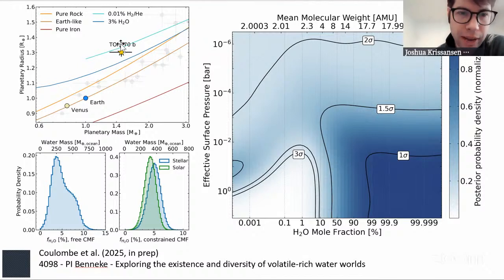Although based on the mass and radius, there's some tentative evidence for a substantial volatile inventory. If you plot the percentage of water by planet mass, it seems to suggest a lot of volatiles, although you can't totally rule out a bare rock based on the current uncertainties.